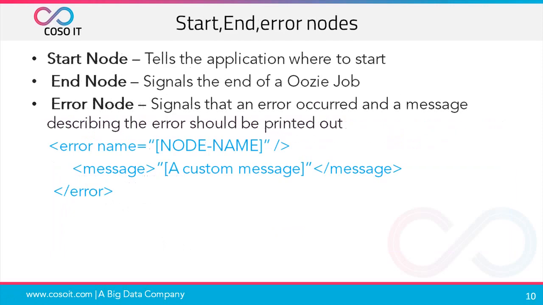These are some of the nodes which are present in the workflows. So how to define these nodes? The start node tells the application where to start. The end node signals the end of the OOZIE job. The error node signals that an error occurred and a message describing the error should be printed out. So you need to define these tags in the workflow.xml file. The error name tag will be given some message and will be closed with an error tag.